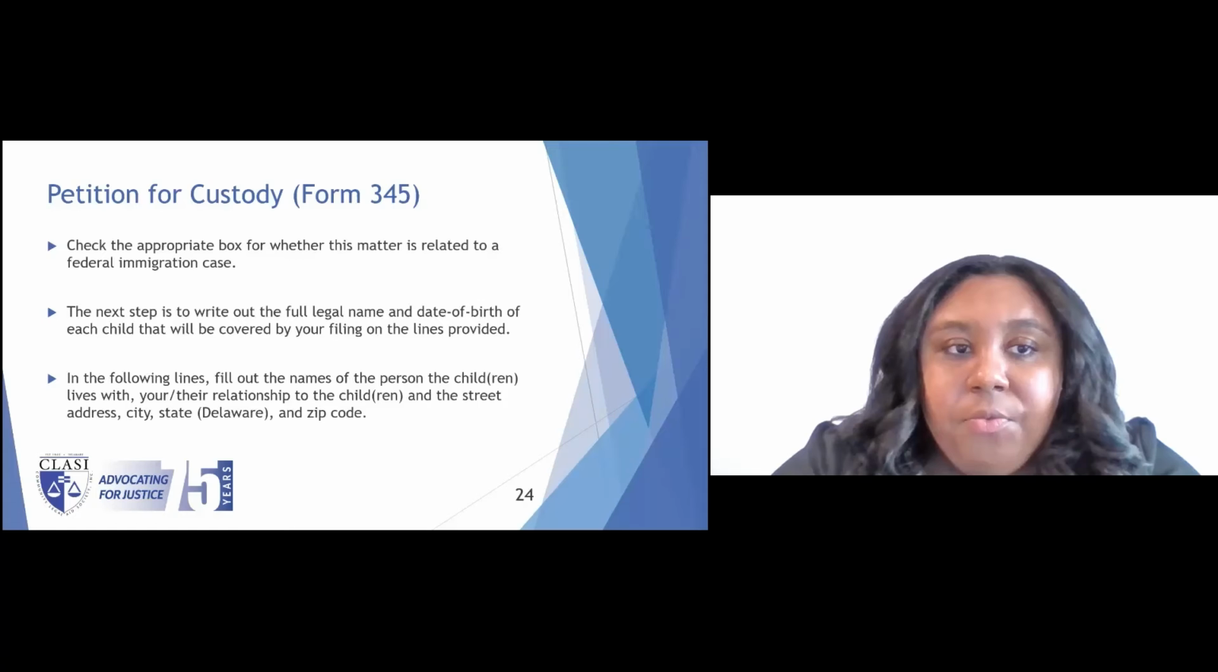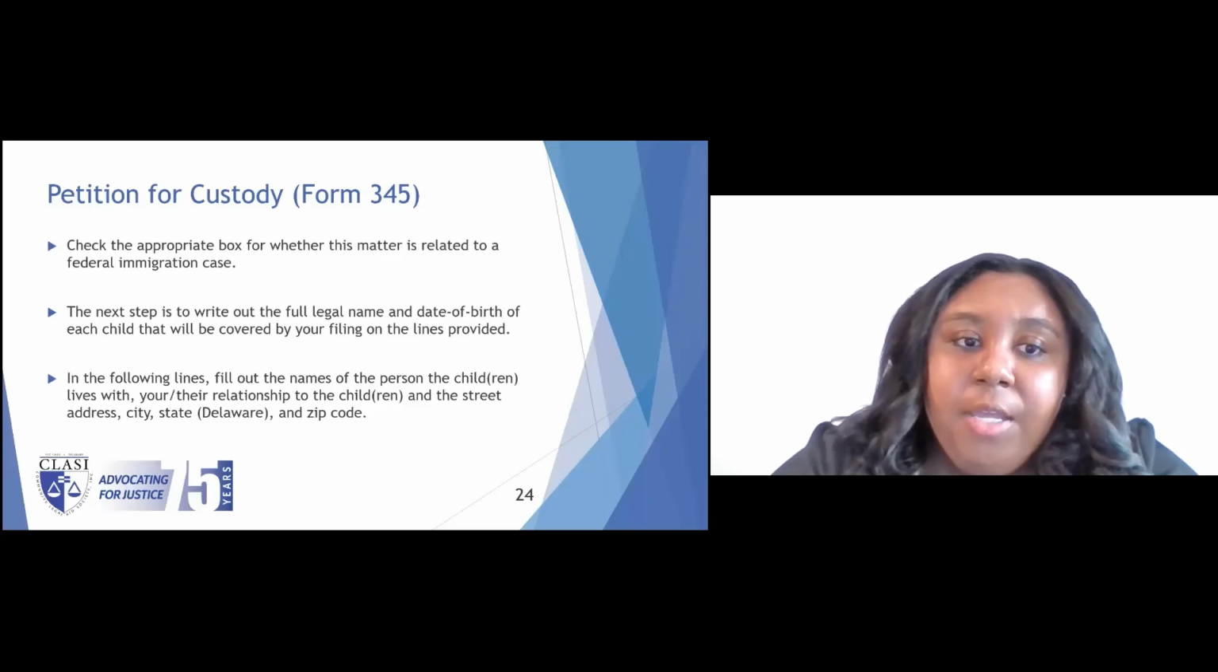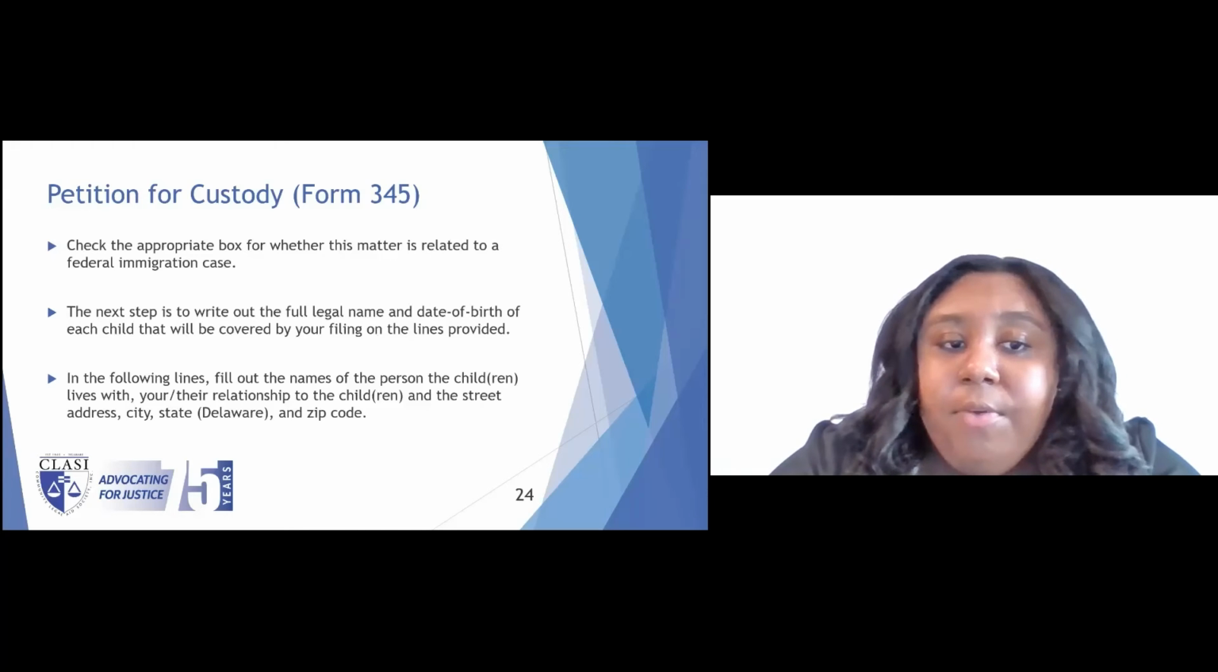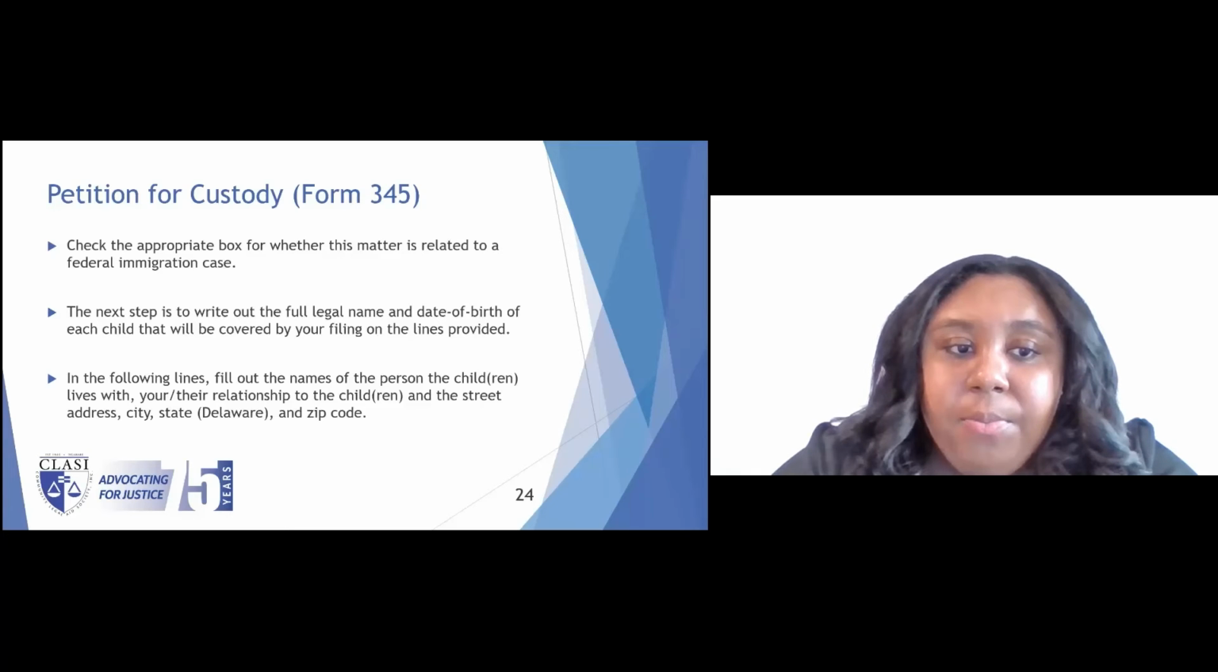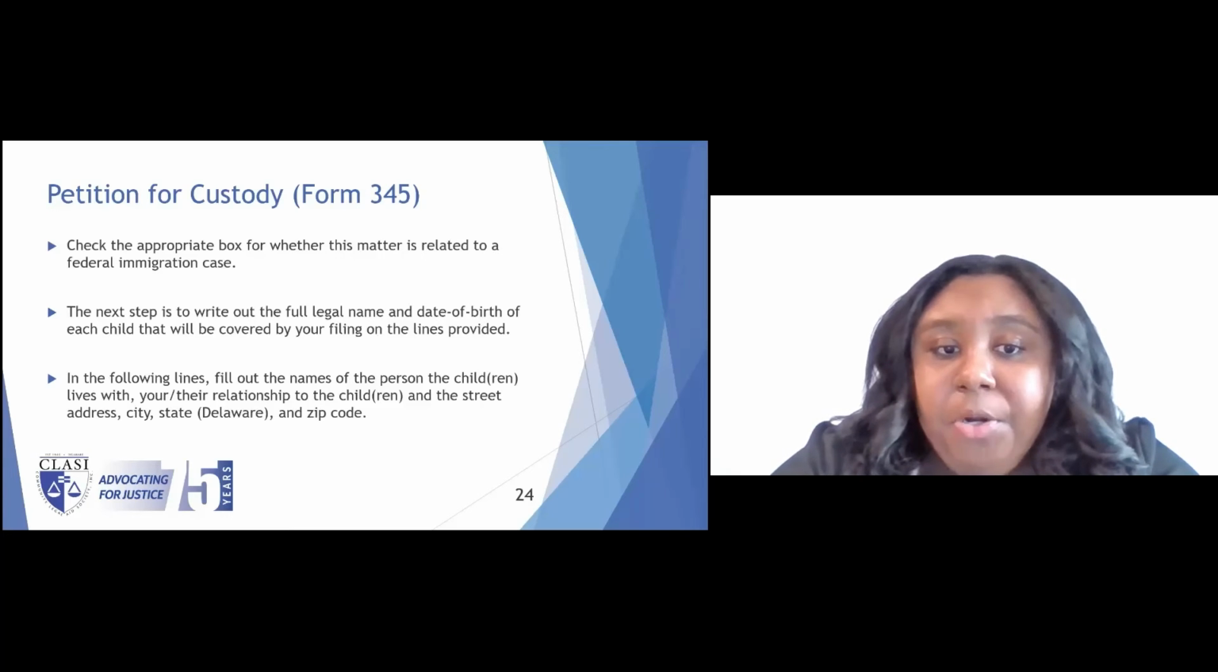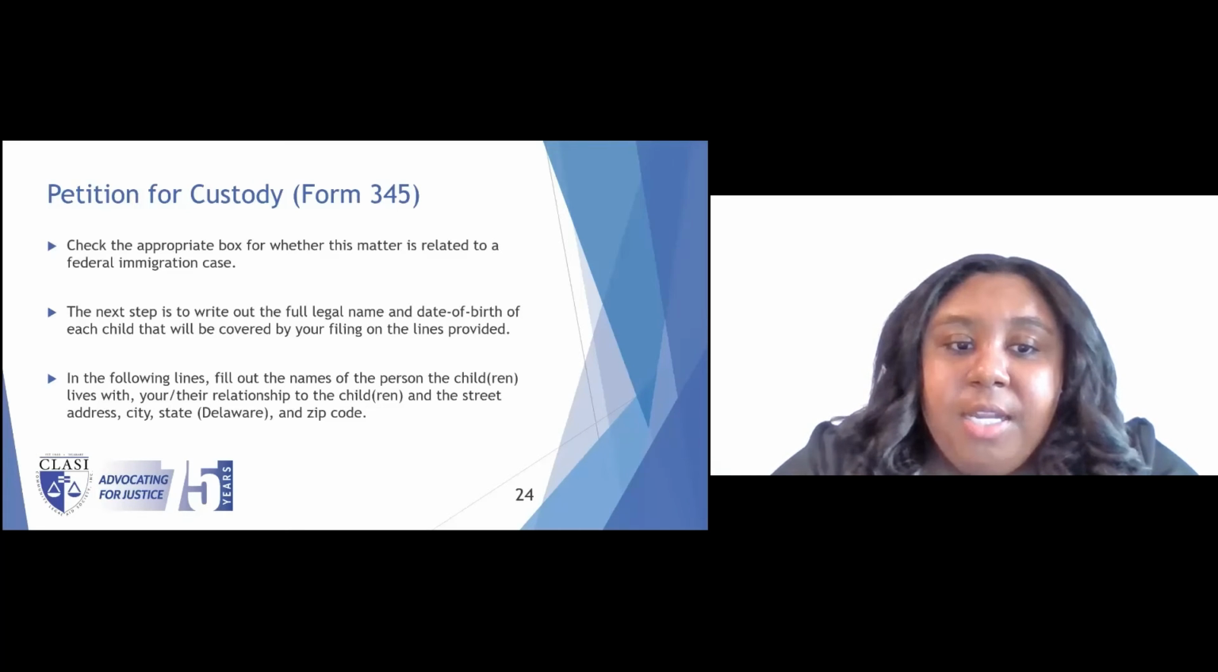As we make our way down the form, you should check the appropriate box for whether this matter is related to a federal immigration case. The next step on the form is to write the full legal name and date of birth of each child that will be covered by your filing. In the following lines, you should fill out the names of the person the children live with, your and that person's relationship to the children, and the street address, city, state, and zip code of that residence.